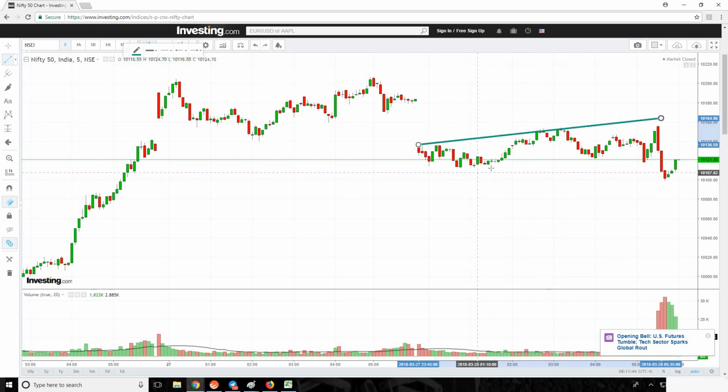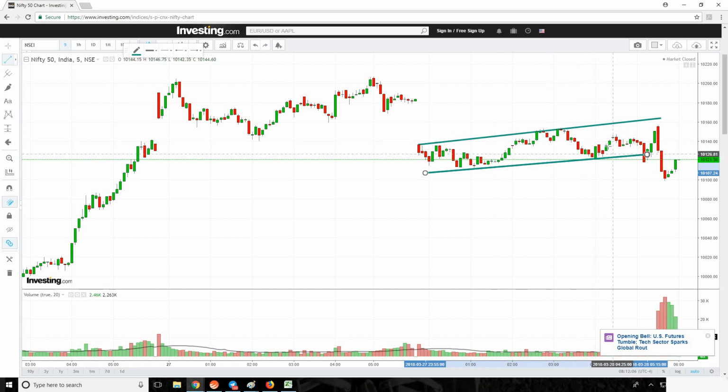And then we could have connected these points here like this. So we have a rising channel going. This could have also given us hints for potential trades.